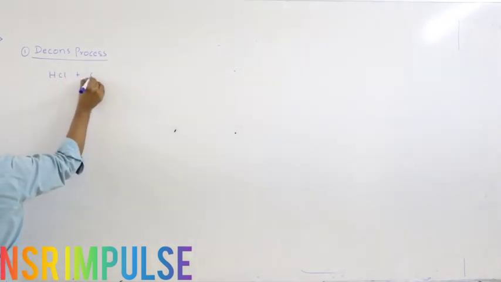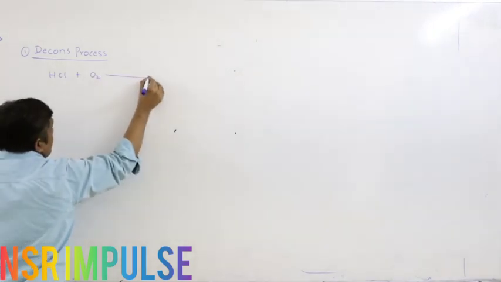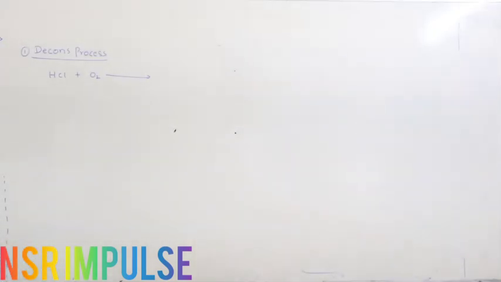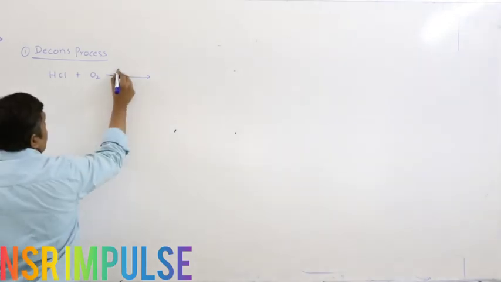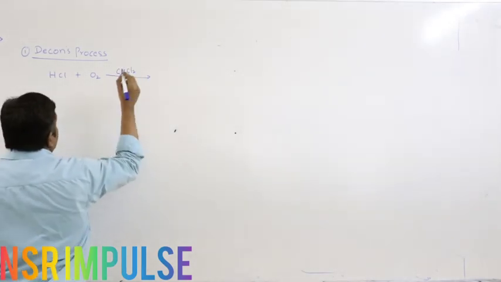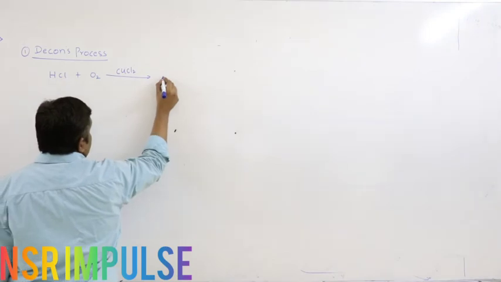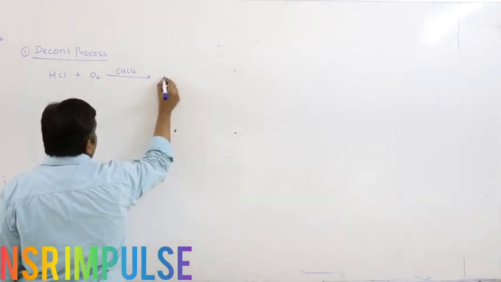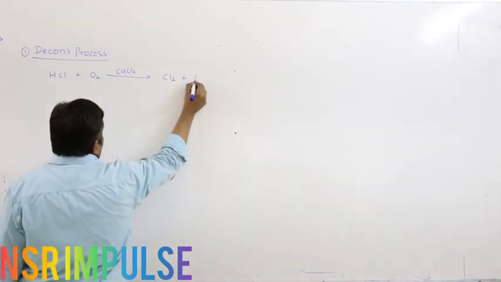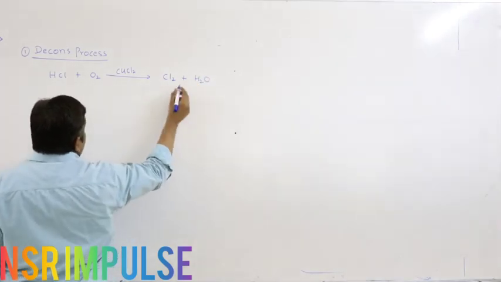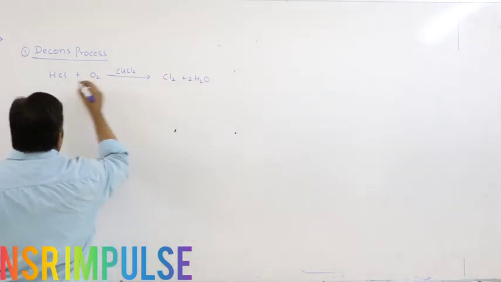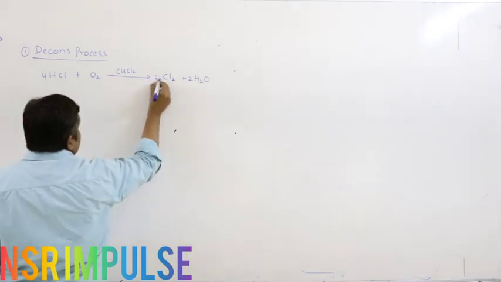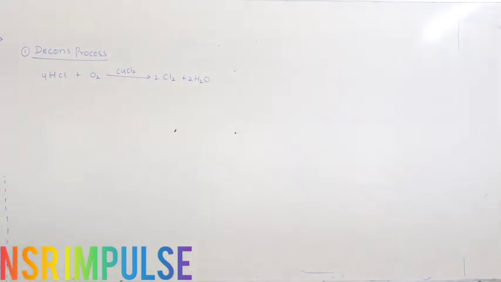HCl is oxidized with air or oxygen in the presence of CuCl2. CuCl2 is a catalyst. So what we get here is chlorine and water. So 2 oxygens, 2 H2O, therefore 4 HCl, 2 Cl2. So the important question is, what is the catalyst used in Deacon's process? Answer is CuCl2, cupric chloride.